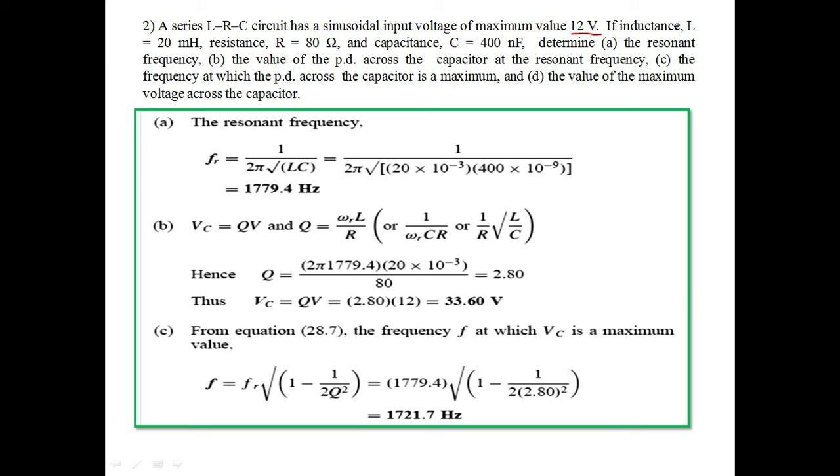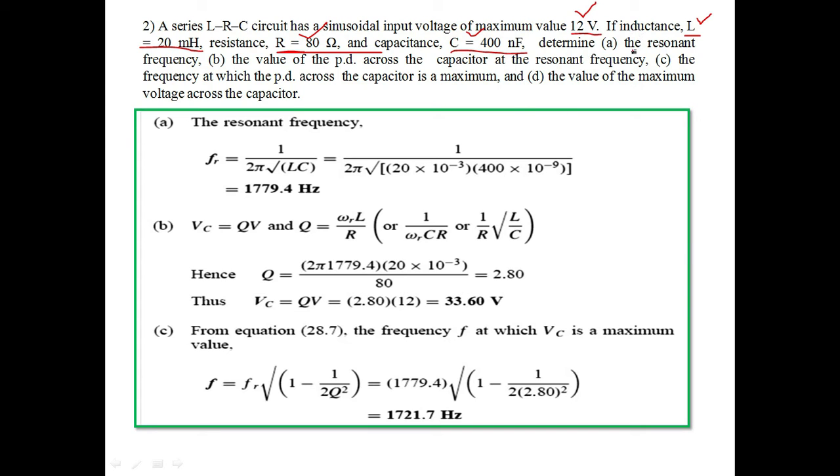The inductance value L is equal to 20 millihenry. The resistance R is equal to 80 ohm. The capacitance is C equal to 400 nanofarad. So there are four parameters given: first the voltage, second the inductor value, third the resistance value, and fourth the capacitor value. Whatever data is required is already given in the problem statement.